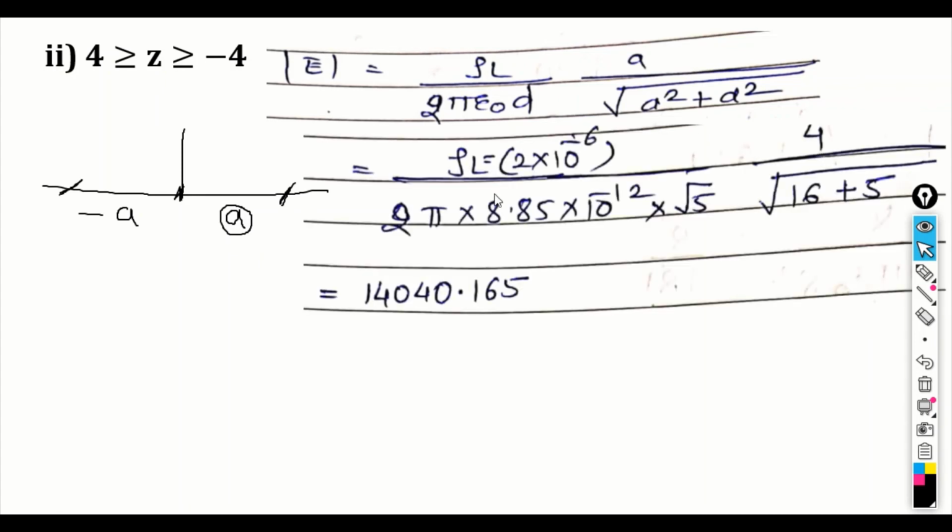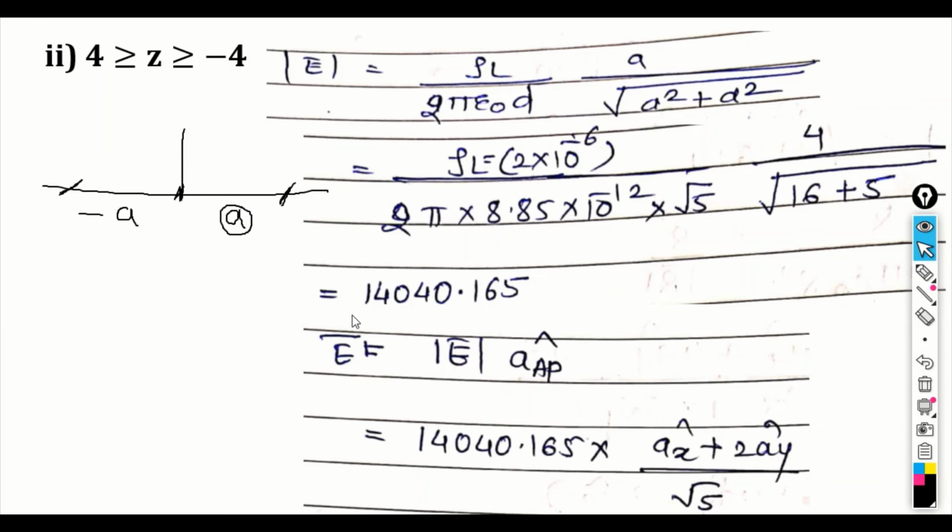So A in this case that I am supposed to substitute is equal to 4. Substitute the values and I will get the magnitude of the vector. Multiplied by the unit vector, I will get the electric field intensity as a vector quantity. So this completes the numericals on discrete charge distribution and line charge distribution, both finite as well as infinite.